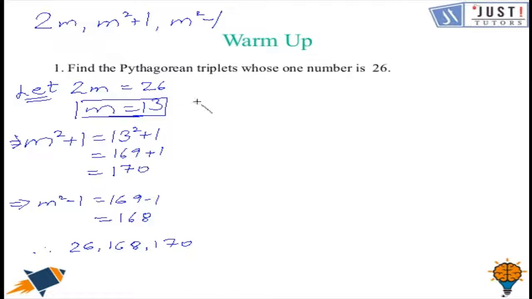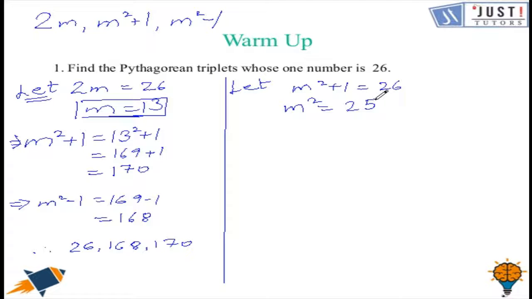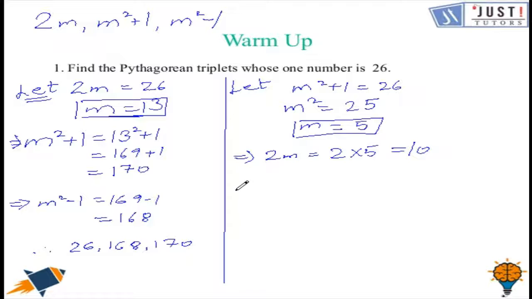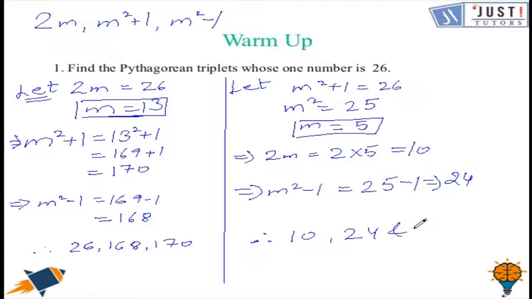Now there is one other case. Let's look into it. If we assume that m square plus 1 is 26, so m square is equal to 25, and this gives us m is equal to 5. Now 2m is 2 times 5, which gives us 10. Then m square minus 1 is 25 minus 1 equals 24. So the Pythagorean triplets we get here are 10, 24 and 26.